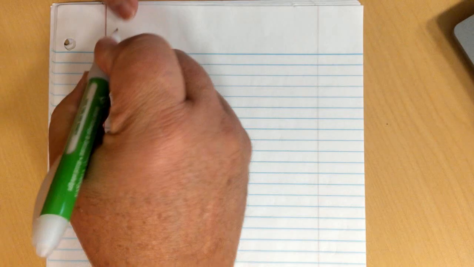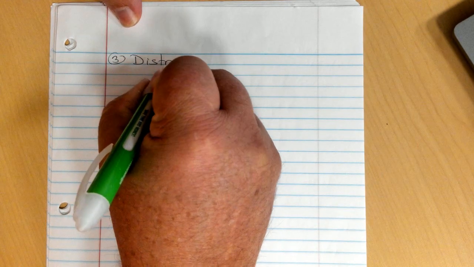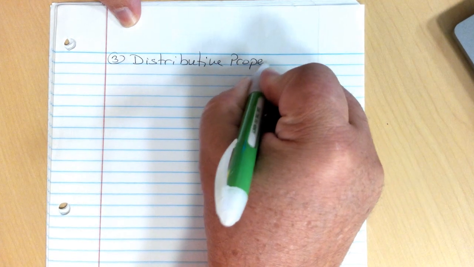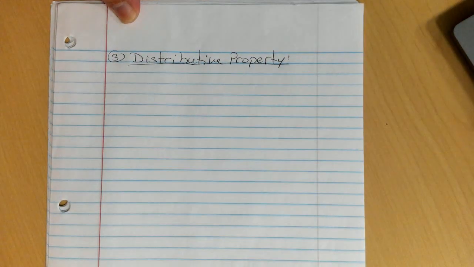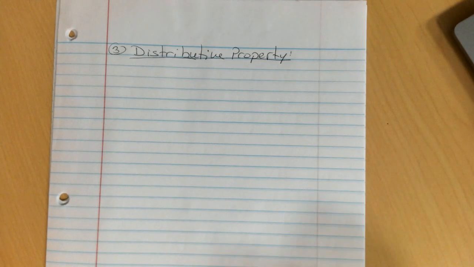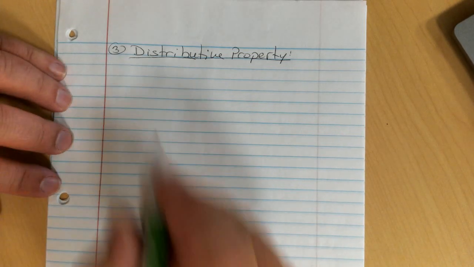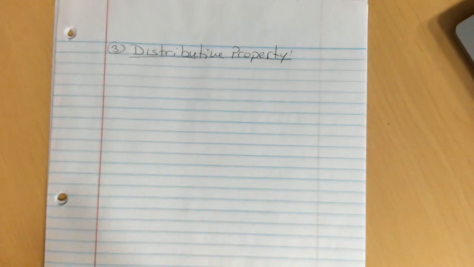The third property is the distributive property. The distributive property is probably the most important property we have. This one does two things. This one doesn't have "of" at the end of it. There's not a list after it, addition or multiplication, because it puts them both together.